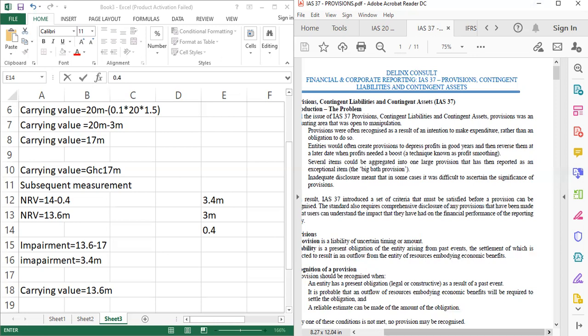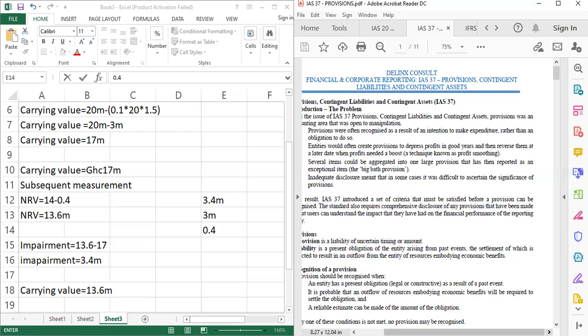Constructive obligation is talking about the policies of the organization. Okay, it is our policy that at the end of every year we do this. So with that, we can prove with the policy. Based on the past patterns of the organization, this has been happening. So therefore, that is why we are making this provision. Those are the things that we are talking about.